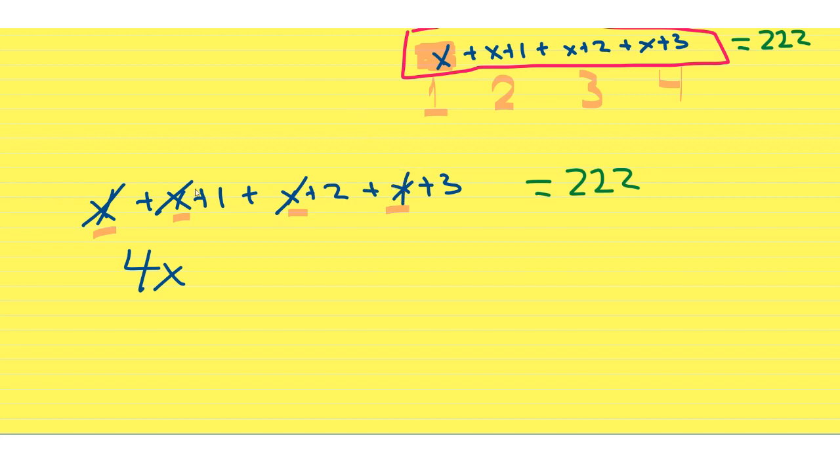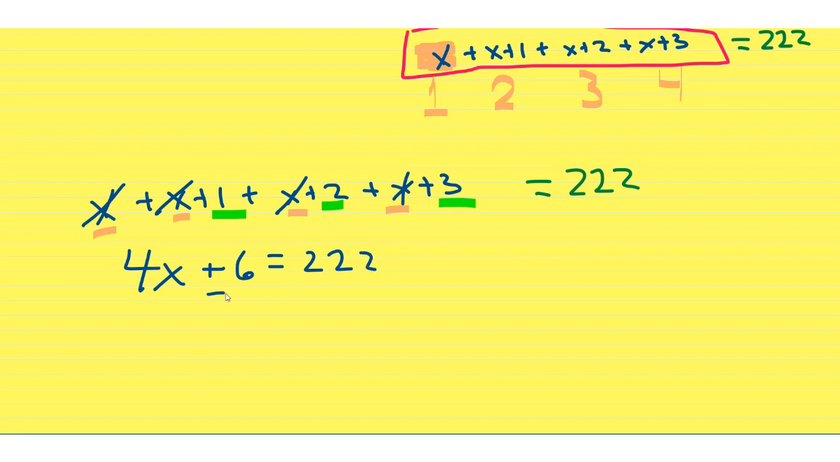So now what do I have? I have some plain old numbers, which of course we call constants. So what's 1 plus 2 plus 3? Well, I do believe that that is 6. So plus 6. And then of course it's going to be equal to this 222 over here. So equals 222.